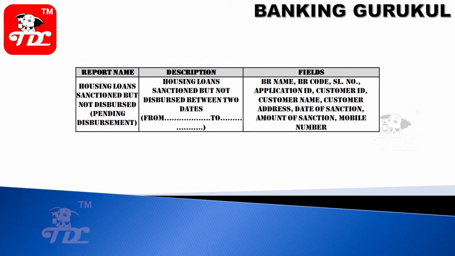Next is housing loan sanctioned but not disbursed, that is, pending disbursement. You can generate it for the bank, branch or region, and give a from date and to date. Here you can know how many loan accounts are sanctioned but not disbursed. Then you will know why these are not disbursed: because of delay from our side, or a check is not prepared, or the customer is not willing to take it. From this report, management will know how many loans are sanctioned but not disbursed.